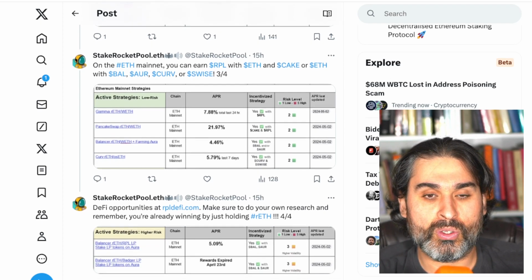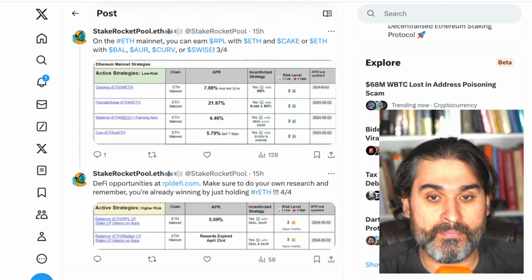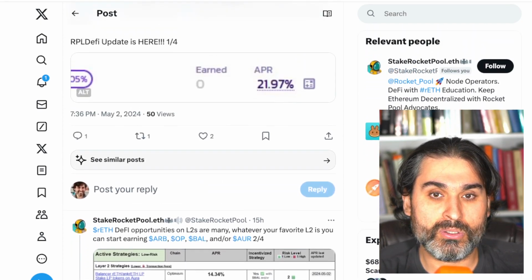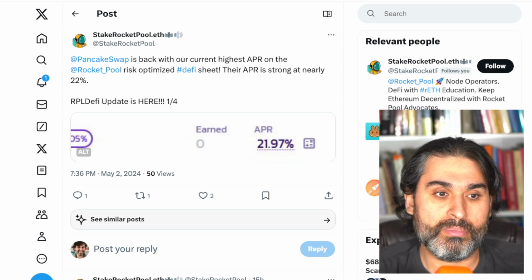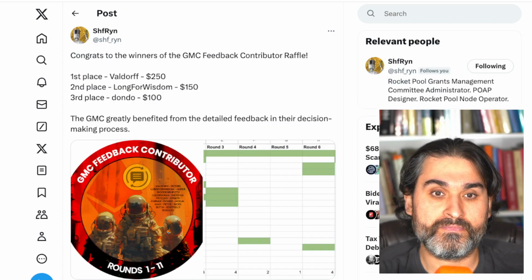And then if you want to look at the whole document, you can go to rpldefi.com and check it all out. So yeah, there's some really nice rewards out there if you are interested in trying to yield farm those. Check out rpldefi.com to see the whole list.